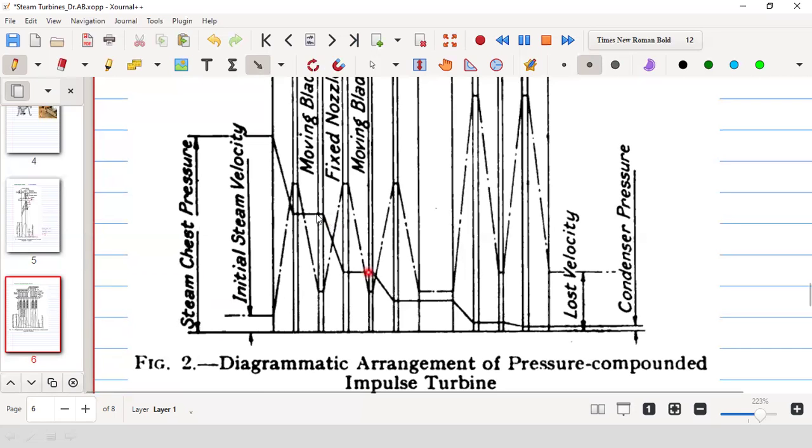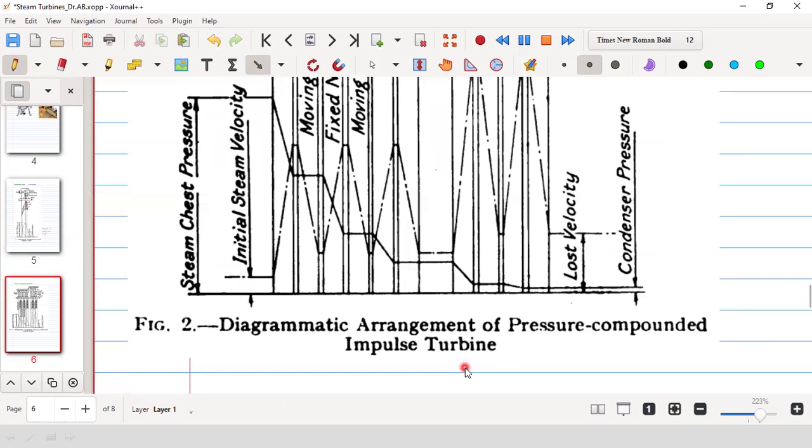And as usual, in the blade passage, there is no change in pressure, because this is impulse turbine. So during the movement through the blade, there is no change in pressure as expected, because there is no expansion in the blade, so it is constant. But in the nozzle, or in the stator, there is a change in pressure, like this. So this is called pressure compounded impulse turbine.